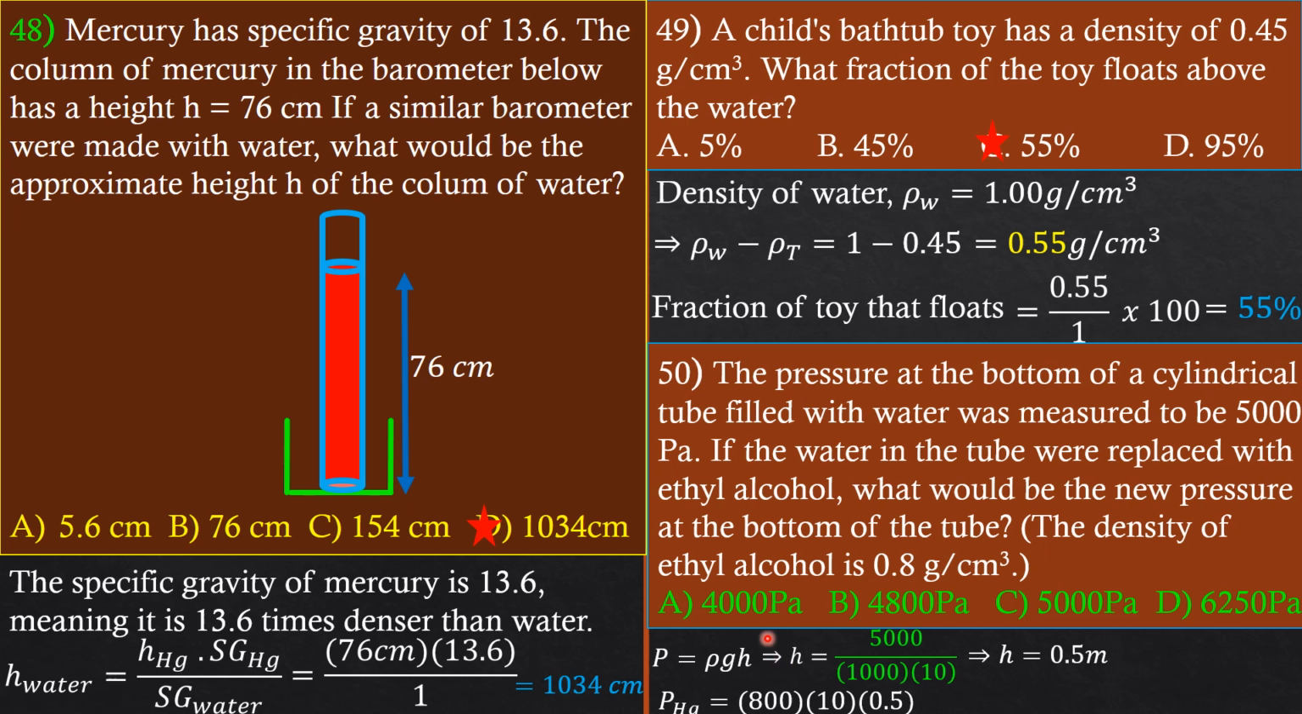That's the pressure, which is the density of mercury, 0.8 grams per cm cubed. If we convert that to kilograms per meter cubed, we have 800 multiplied by the gravitational field strength, which is 10. Then the height of the water column, which is balanced by the height of the ethyl alcohol, is 0.5. If we solve that, guys, we get an answer of 4,000 Pascal. So option A is the best answer for this question.